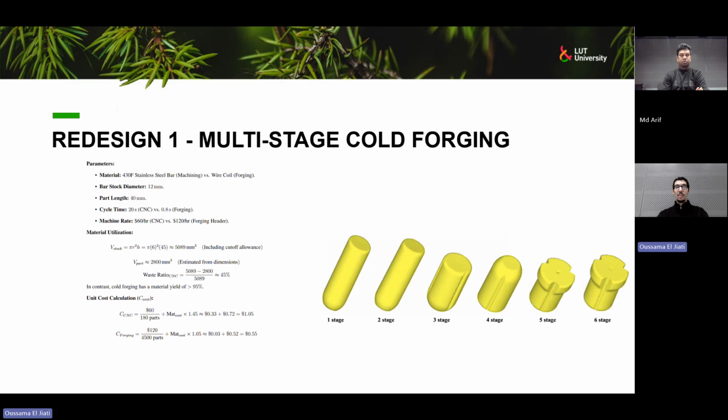Our first and most impactful redesign addresses the armature. We propose switching from CNC machining to multi-stage cold forging. As the diagram shows on the right, forging retains the material grain flow, improving fatigue strength. And more importantly, we look at the math. On the left, we calculated that the current machining process costs about $1.05 per unit, and by switching to forging, we estimated that it will cost approximately $0.55 per unit, which is approximately a 45% reduction in manufacturing costs.